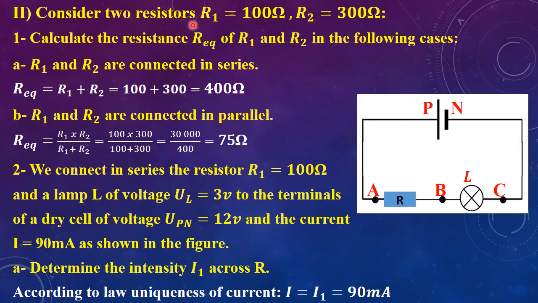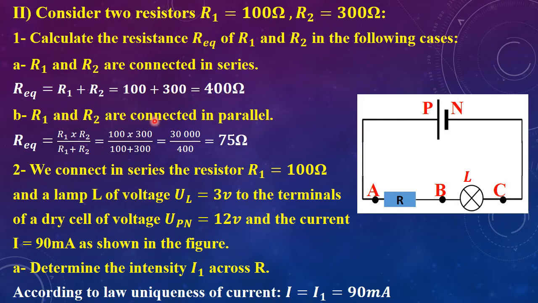Consider 2 resistors, R1 equal 100 ohm, R2 equal 300 ohm. 1. Calculate the equivalent resistance of R1, R2 in the following cases. R1 and R2 are connected in series. Since they are in series, we add R1 and R2 to get R equivalent, which is equal to 400.